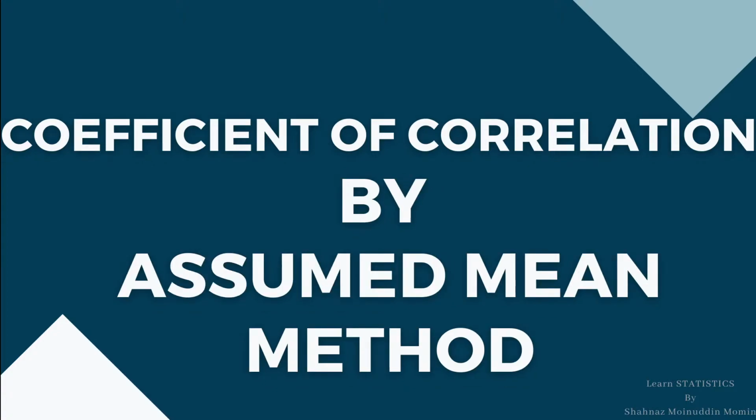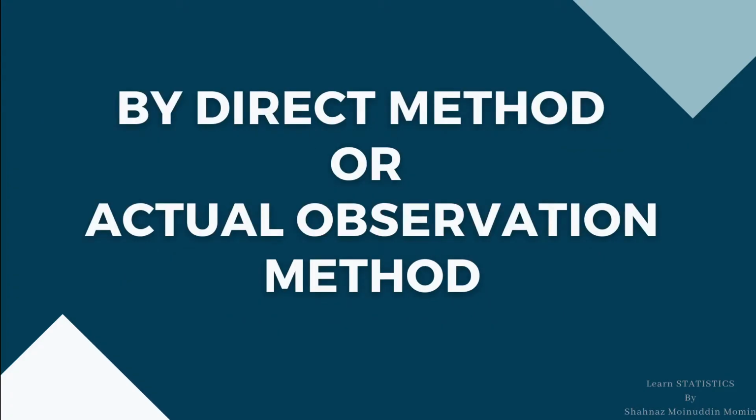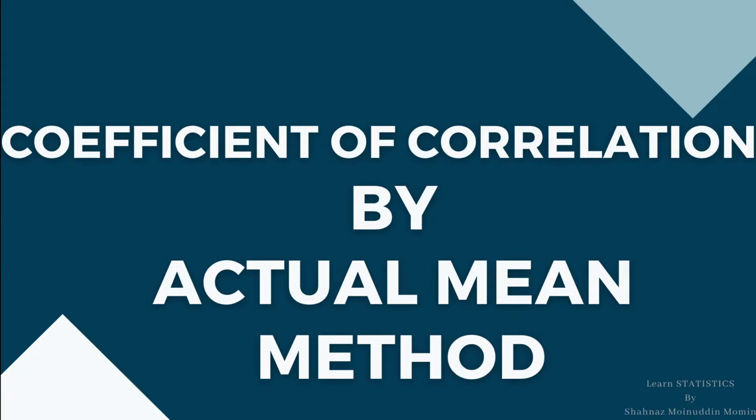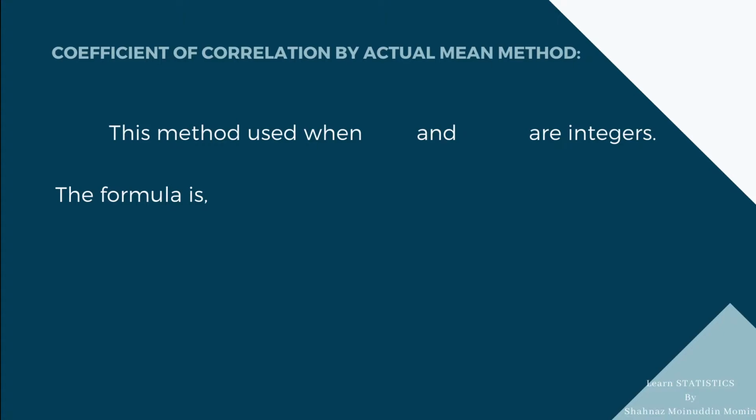The second method is coefficient of correlation by assumed mean. In this method, we use the assumed mean to obtain the deviations. The third method is the direct method or actual observation method. We will discuss each method in detail with an example to understand the concept more simply and clearly. So let us start with the first method, coefficient of correlation by actual mean method.